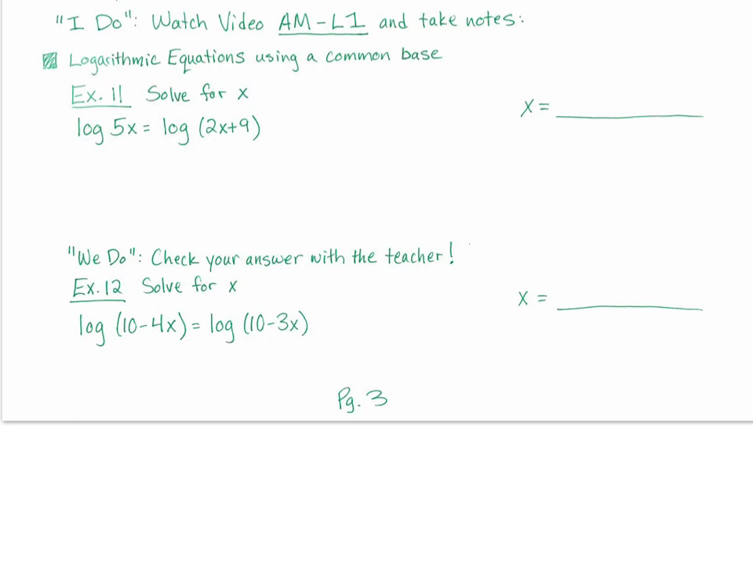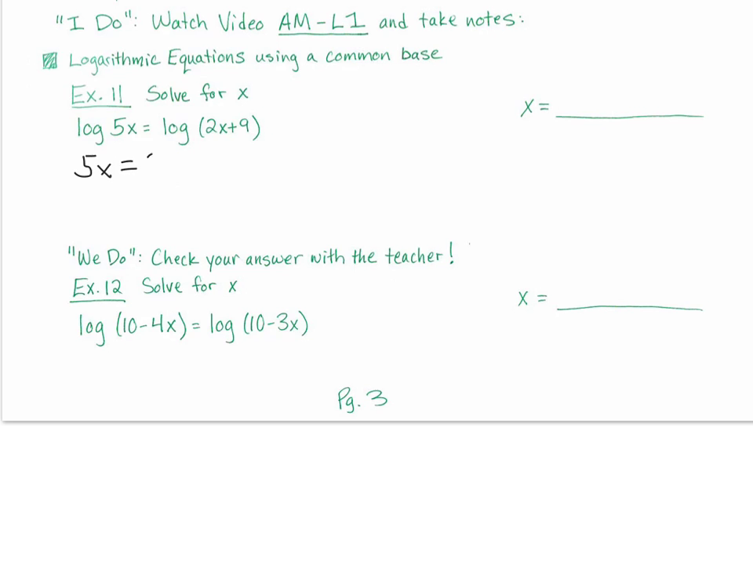So in example 11 we're solving for x, and you can see that we have common logs on both sides. And so we can use what's called our one-to-one property to say if the log bases are the same, then the things that we're taking the logs of are also the same. So just like exponents, we can just make an equation without the logs.